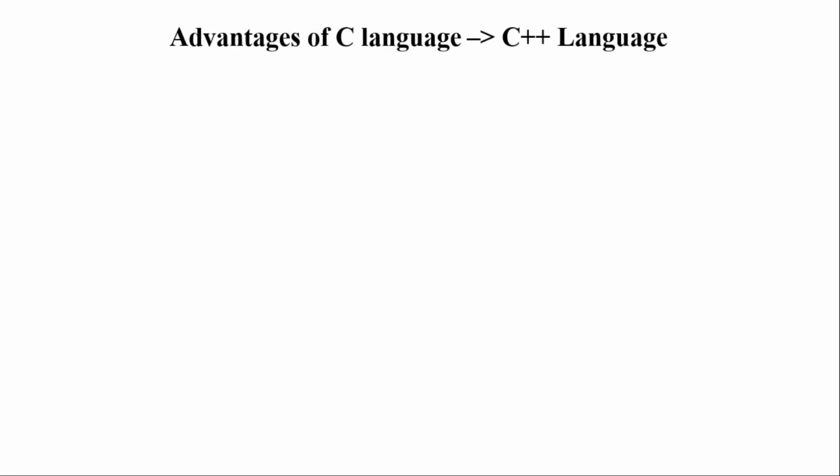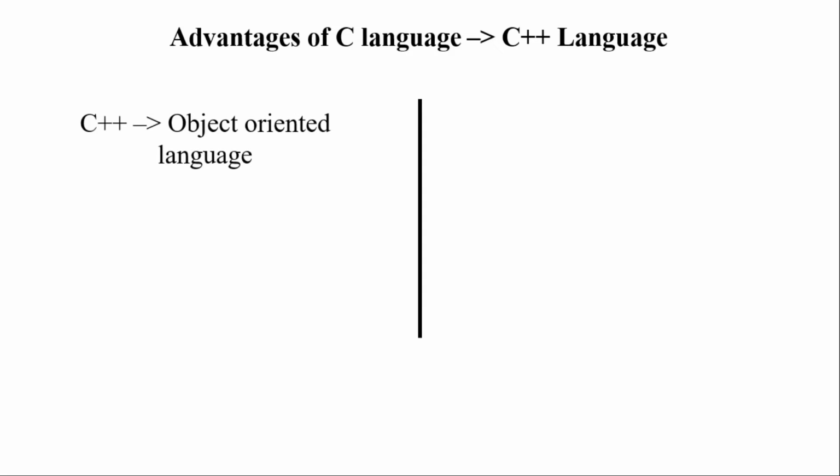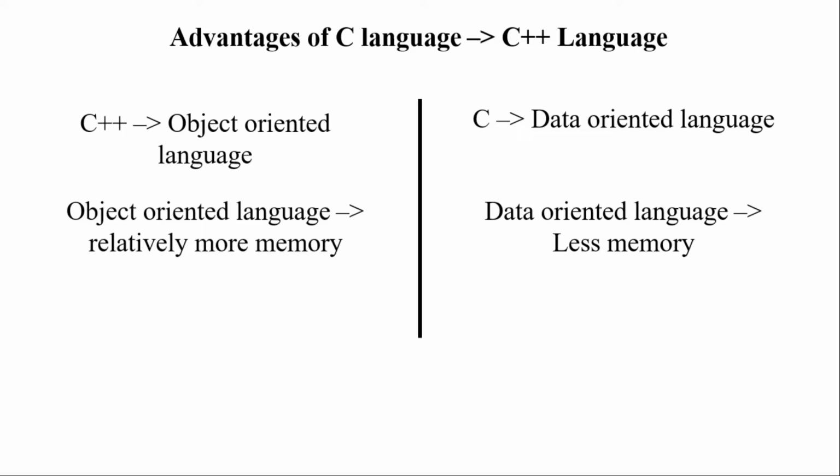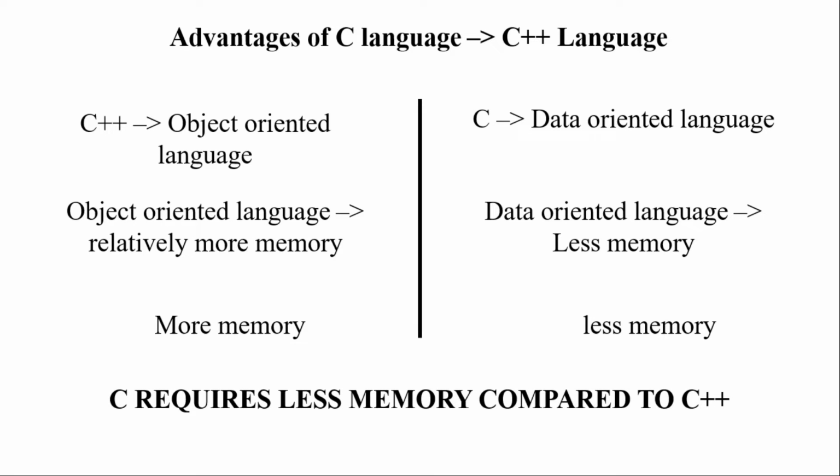Apart from Java programming language, if we consider C++ as a programming language, then we will discover that C++ is an object-oriented programming language, whereas C is a data-oriented programming language. The quality of a data-oriented programming language is such that it always requires less memory when compared to an object-oriented programming language. Thus, we can say that C language requires less memory as compared to C++ programming language.